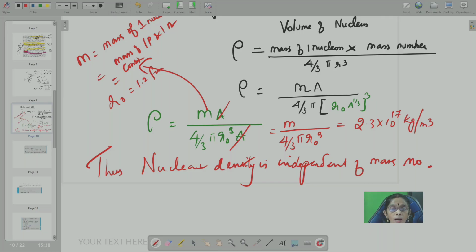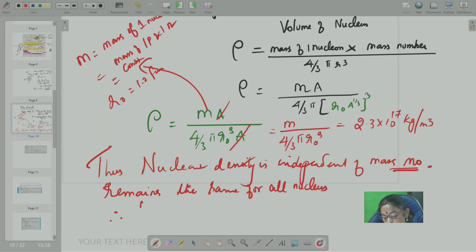So I am taking water in a beaker. I am also taking water in a tumbler. Only the volume of the water in the beaker and tumbler is different. Density remains the same. Same thing here. Nuclear density is independent of the mass number. So that remains the same for all nuclei.